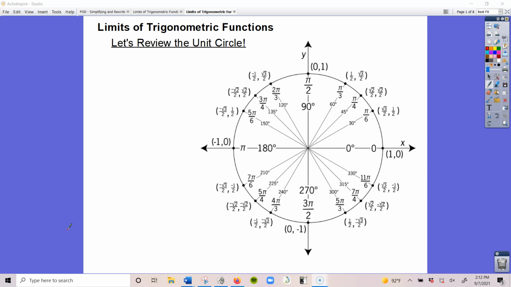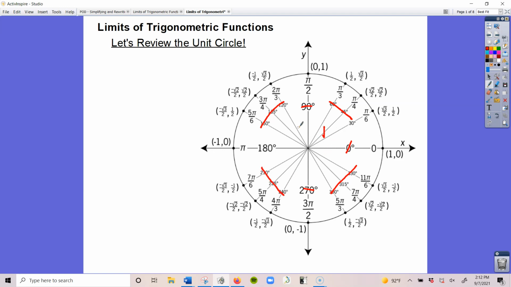Hey guys, today we're going to learn how to find limits of trigonometric functions. Now, in order to find limits of trigonometric functions, we need to be familiar with how to use the unit circle. Remember that in calculus, we're not going to be using degrees, so we can ignore all of the degree measures, so we can only focus on the radian measures.